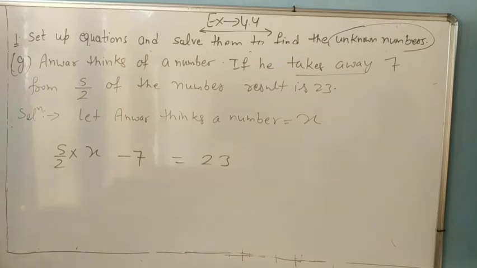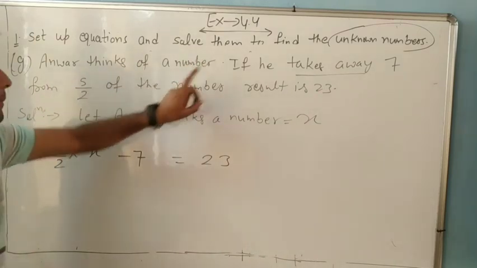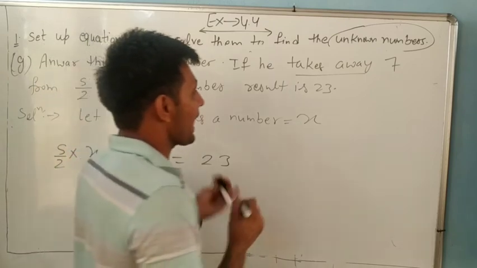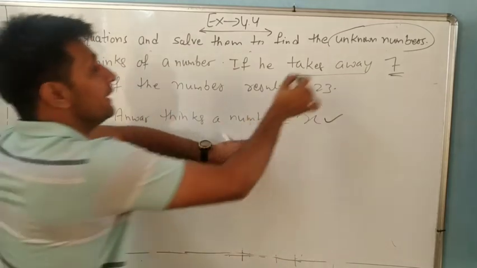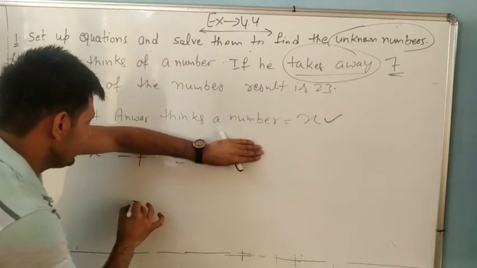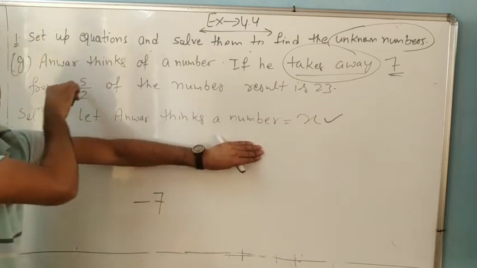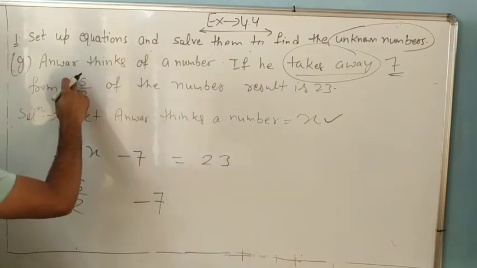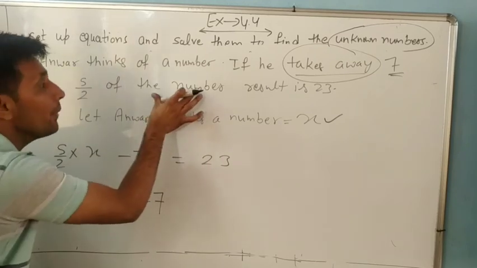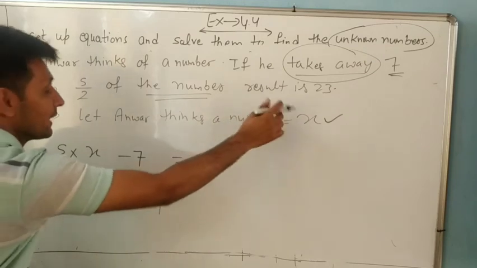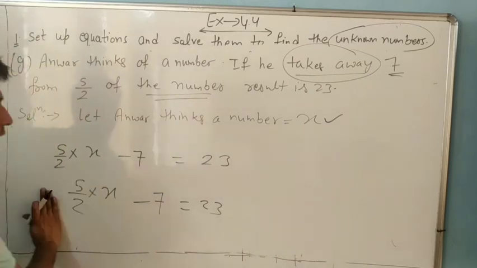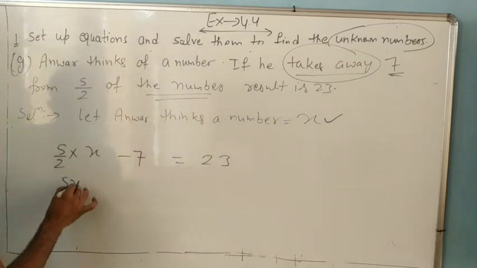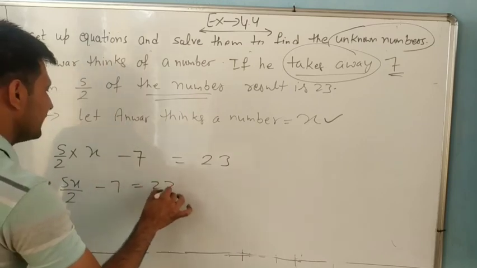Now question part G. I will only give you a hint; you have to do it yourself. What is given? Anwar thinks of a number. So let the number Anwar thinks of be x. If he takes away 7, meaning subtracts 7, from 5 upon 2 of the number, the result is 27. So 5 by 2 of x minus 7 equals 27. You have to solve this. How to solve? 5x divided by 2 minus 7. Please solve it yourself.